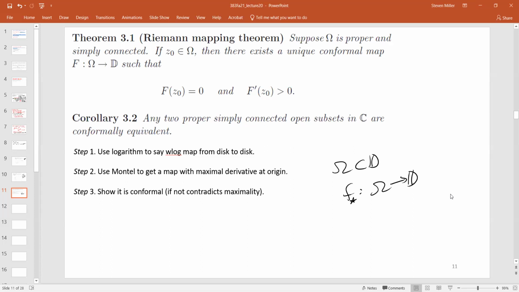So probably there's a reason why we proved Schwarz's lemma before proving the Riemann mapping theorem. Another thing you could do is look at iterates. You could look at maybe F star of z. Are we allowed to compose F with itself?